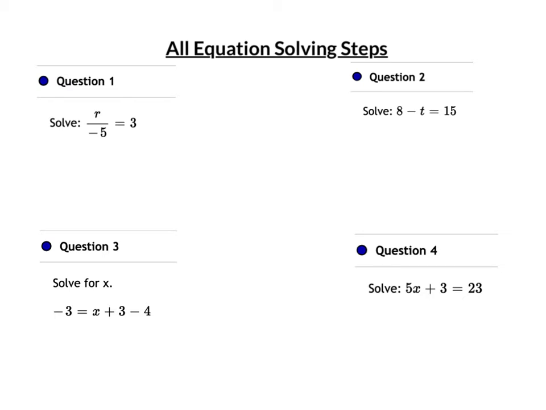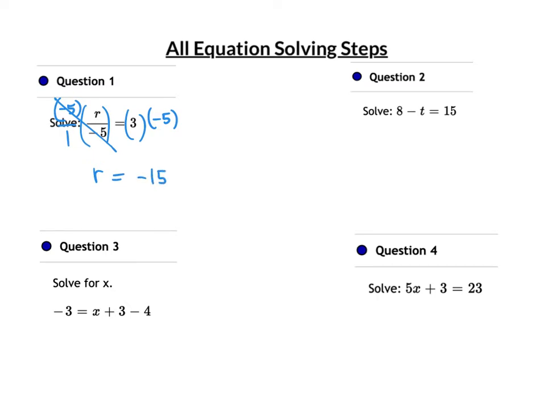Here's some more examples. In this one, we're dividing by -5. I always solve using the inverse operation. The inverse of dividing by -5 is multiplying by -5. So I multiply both sides by -5. Remember, -5 is over 1. I have something above and below, so they will cancel, and I get r equals -15.